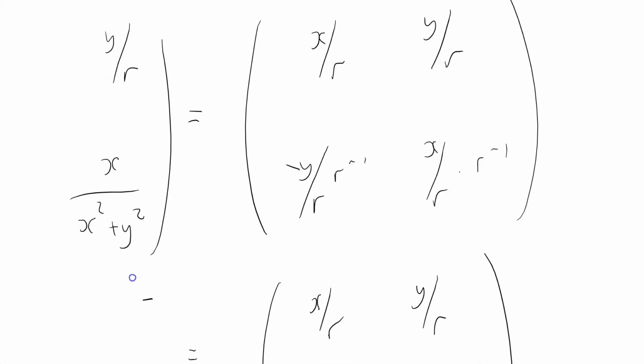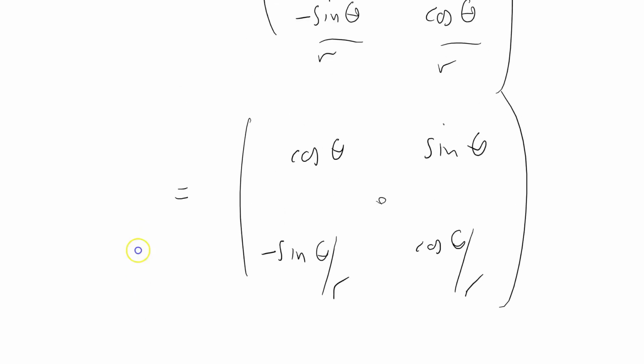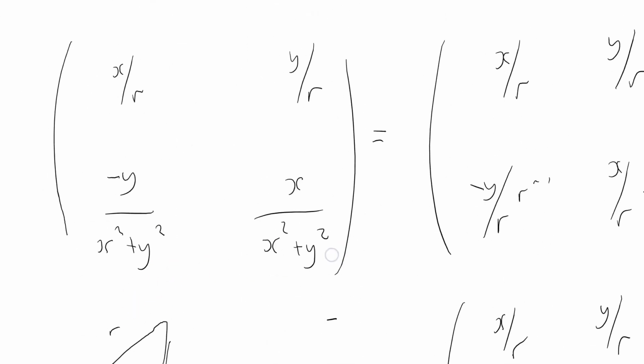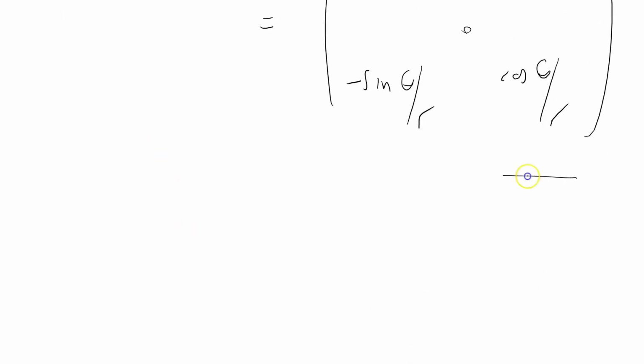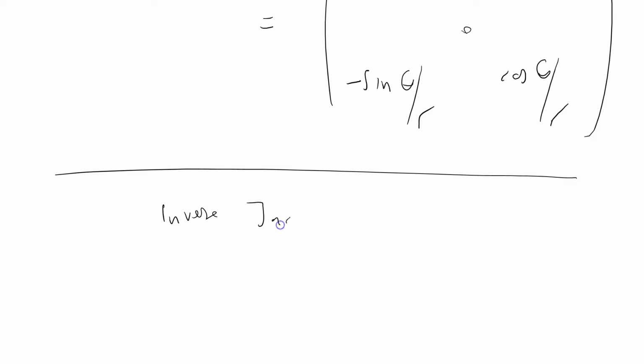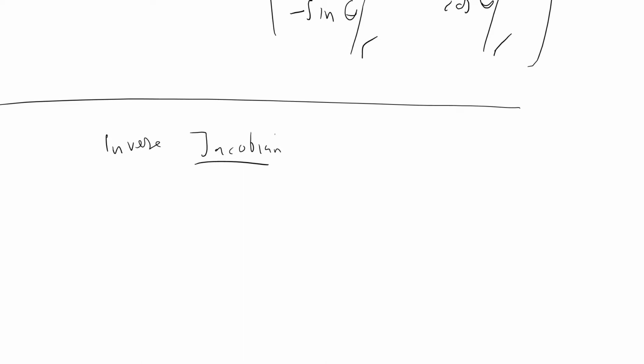I worked it out in 3 or 4 different ways, some of which had just x's and y's in, and some of them had just r's and thetas in. What I'm going to do now is the inverse Jacobian. Instead of x and y known, going to r and theta, I'm going to go the other way. R and theta goes to x and y.